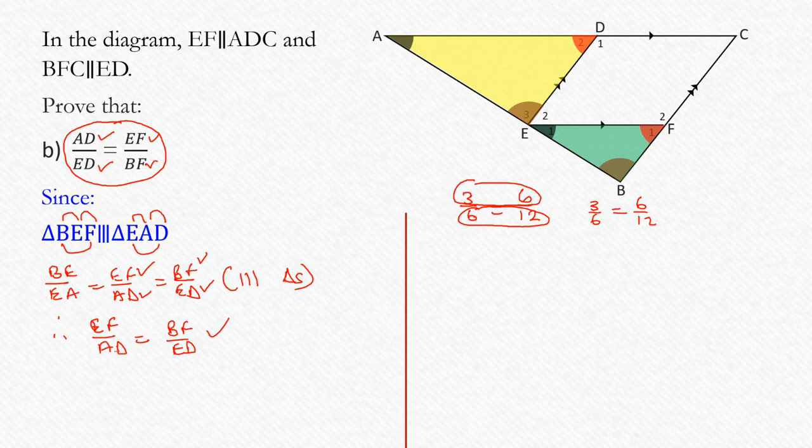So we can say AD over ED, we're taking this part here. Therefore, AD over ED is equal to EF over BF. Done. So we've managed to prove the second part of our question. Let's meet in our next lesson, which is going to be activity 7.